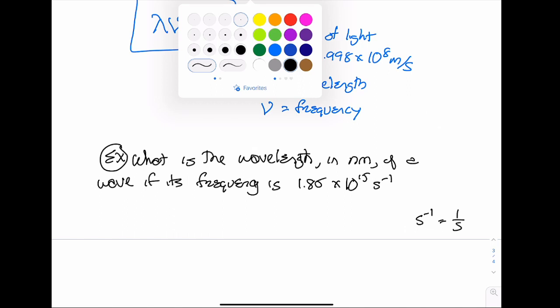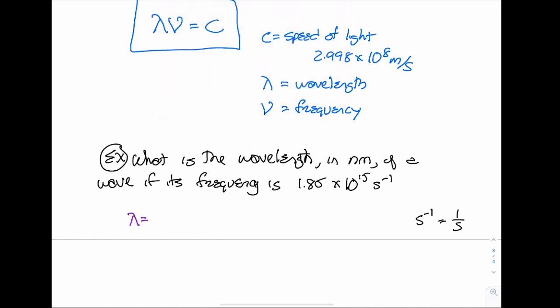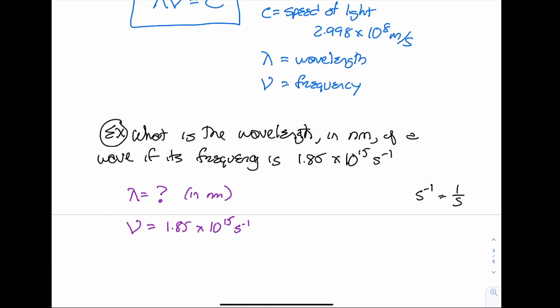So we're solving for lambda. That's our unknown. And we do want it in nanometers, so we are going to have to do a unit conversion. I know my frequency is 1.85 times 10 to the 15th per second. And I know the relationship between these two is that if I multiply them, they're equal to the speed of light. Speed of light is constant, 2.998, again that's going to be provided on the back of your periodic table, so you don't need to memorize it. And then meters per second.